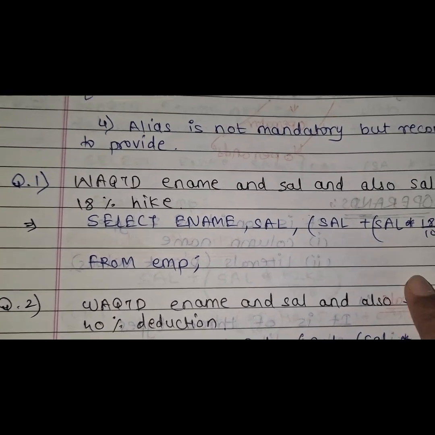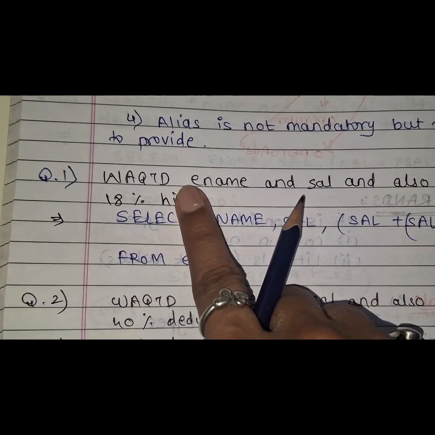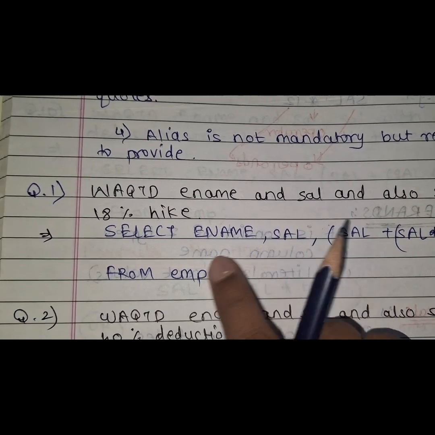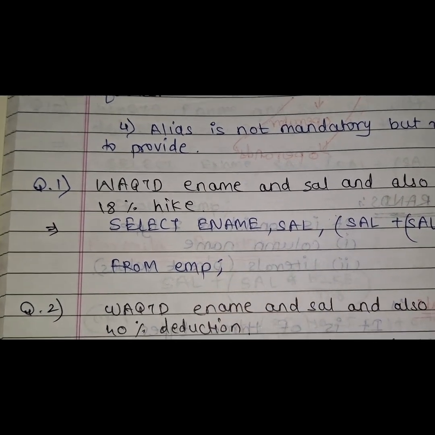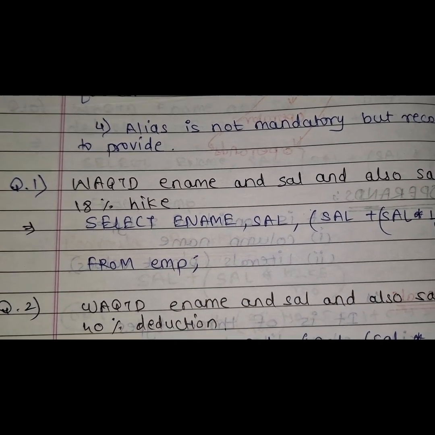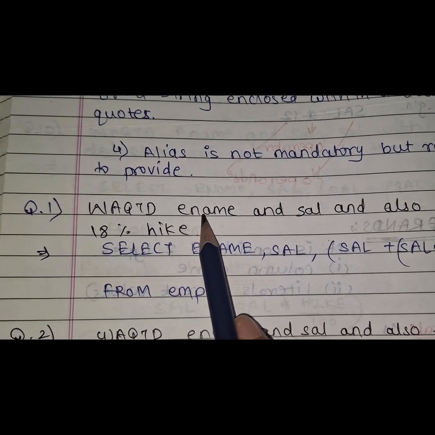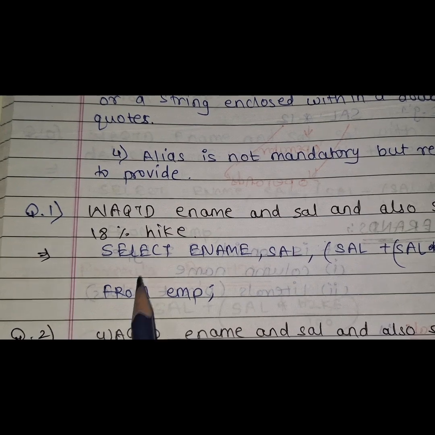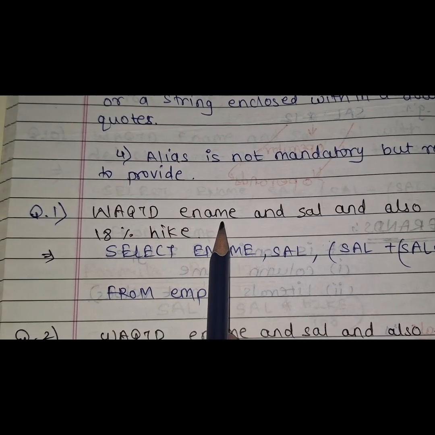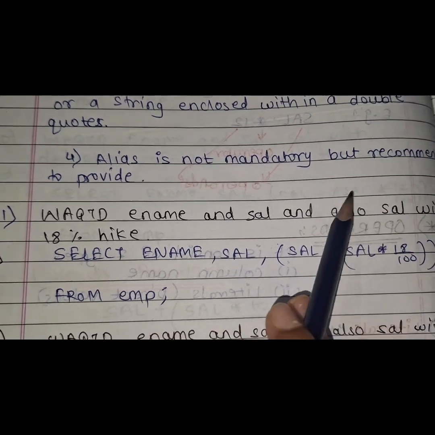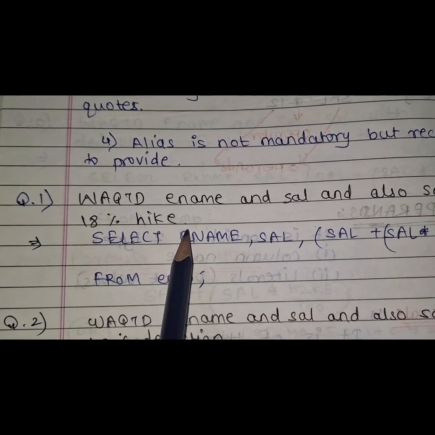Let's take one practical example. Write a query to display employee name and salary, and also salary with an 18% hike. How can I display it? I will first write select from the employee table, and whatever I have to display, I will write here: employee name, salary, and also salary with an 18% hike.